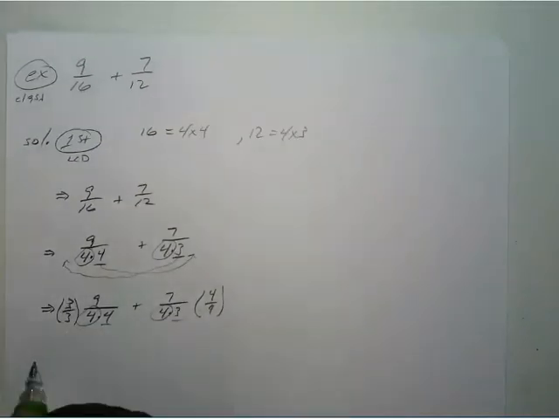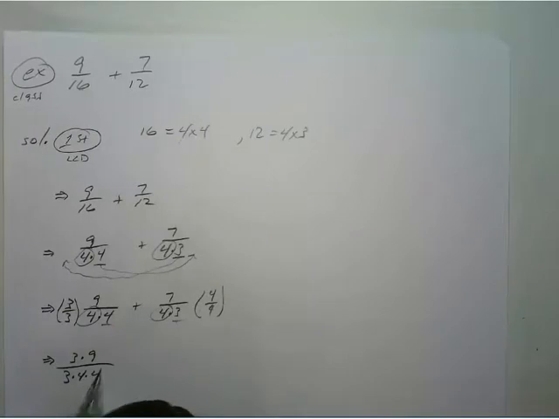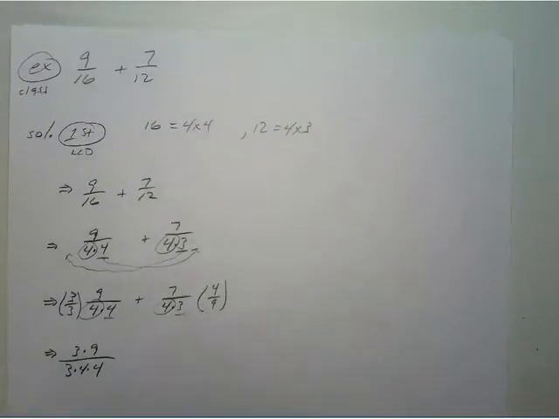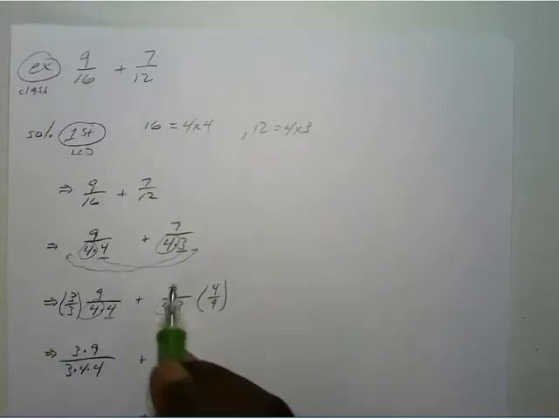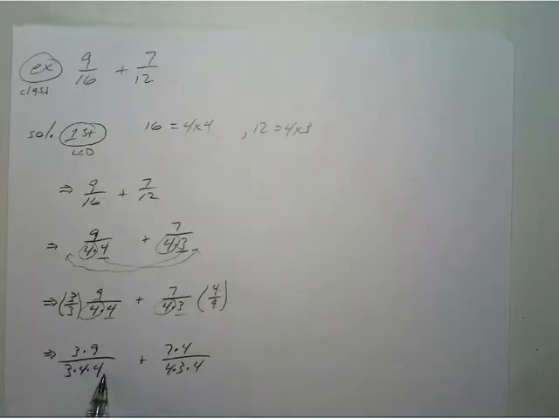3 times 9 over 3 times 4 times 4, plus 7 times 4 over 4 times 3 times 4. Okay, 3 times 4 times 4 is the same as 4 times 3 times 3. I mean 4 times 3 times 4.